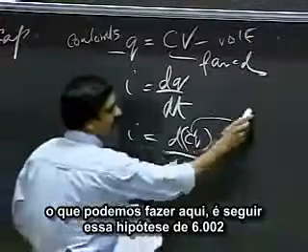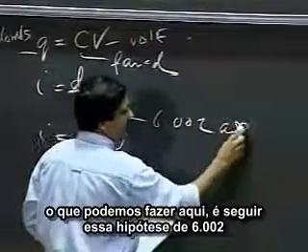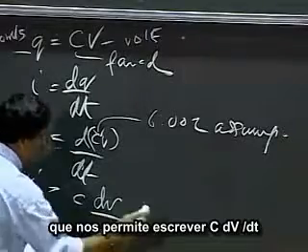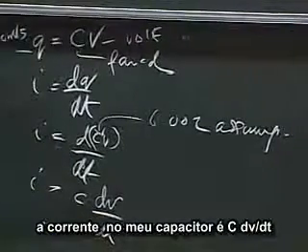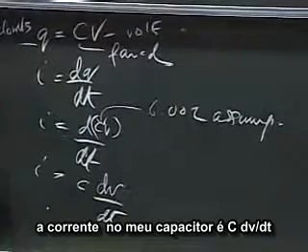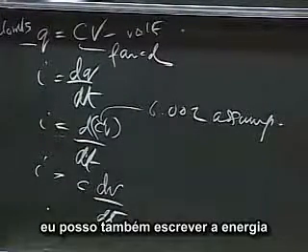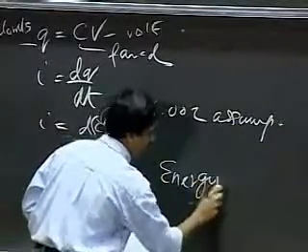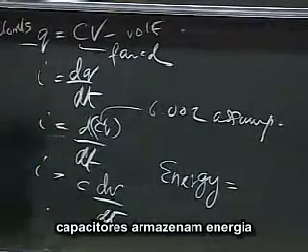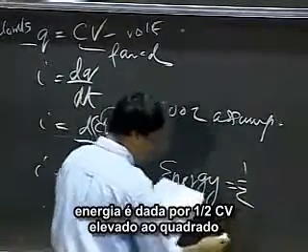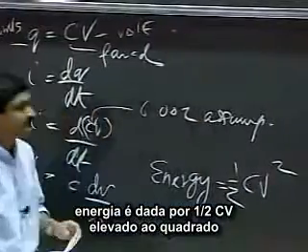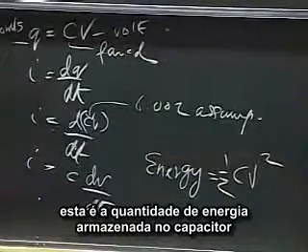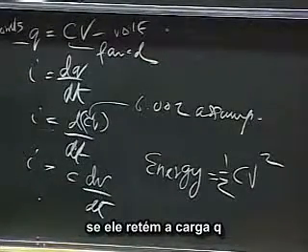Okay, so what we can do is a 6002 assumption allows us to write C dV dt. Okay, so my current to the capacitor is C dV dt. I can also write down the energy. Capacitors store energy, and energy is given by half CV squared. Okay, I'm sure you've seen all this before in physics and so on. So that's the amount of energy stored in the capacitor if it is holding a charge Q.